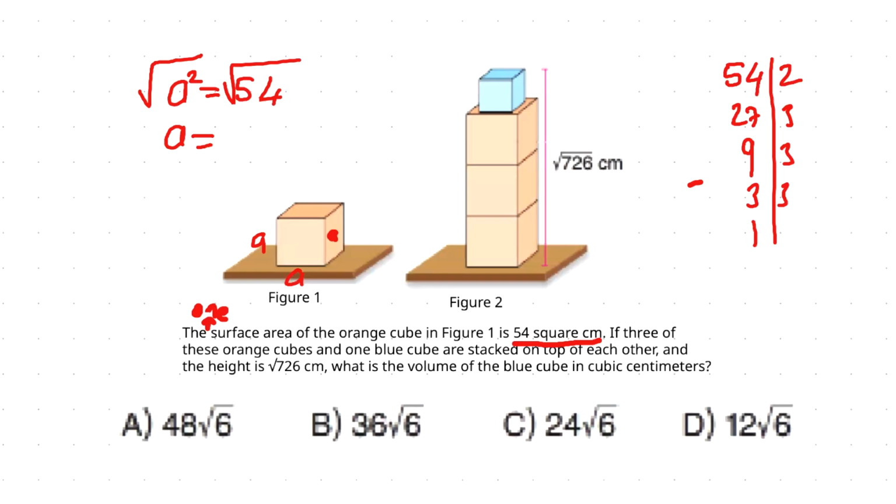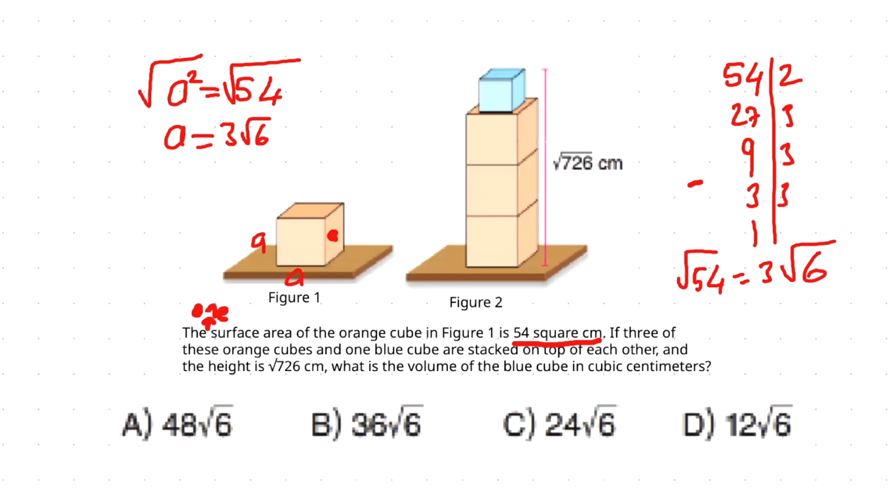These 3s will come out of the square root. So the square root of 54 will be equal to 3 root, and the 2 and 3 stay inside the square root. So when you multiply them, it's 3 root 6. So one side is 3 root 6.